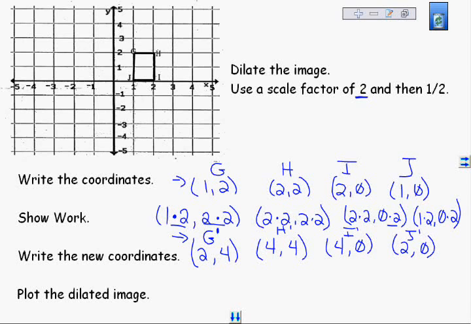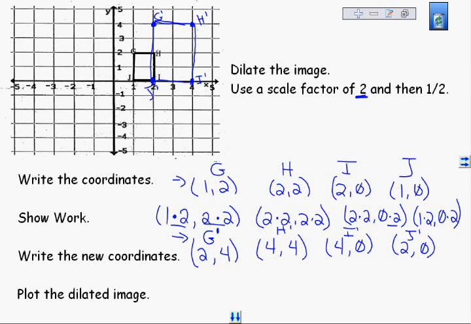Plot the dilated image. (2, 4). So I go over 2, up 4. Over 4, up 4. Over 4, 0. Over 2, 0. And make sure that you put your labels: G prime, H prime, I prime, J prime. Connect your dots because, again, this is an image. It's not just a list of coordinates. So we just dilated the image using a scale factor of 2. Notice how it's bigger than the pre-image? That's because our scale factor was larger than 1.